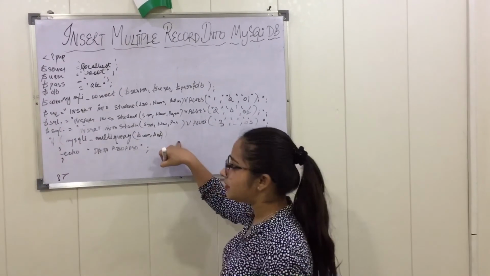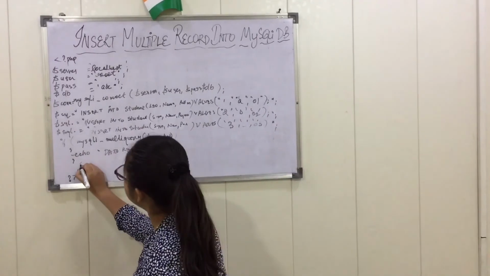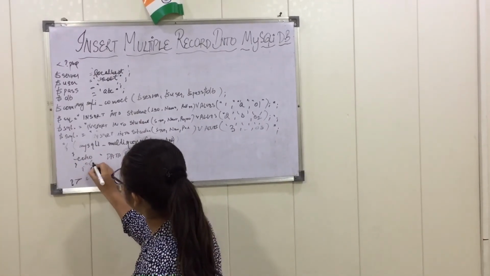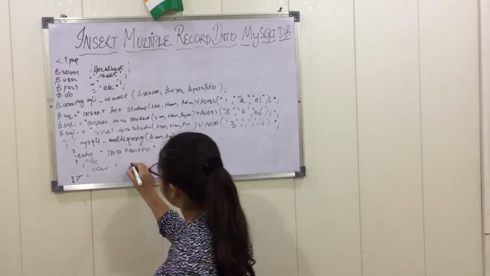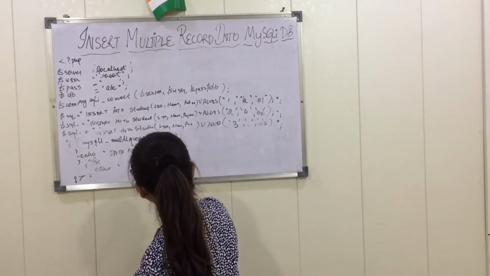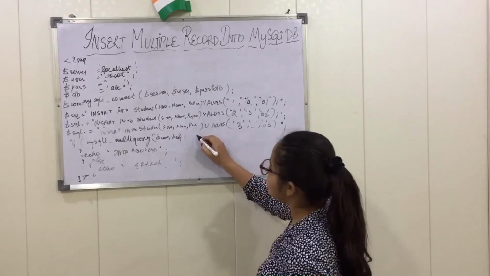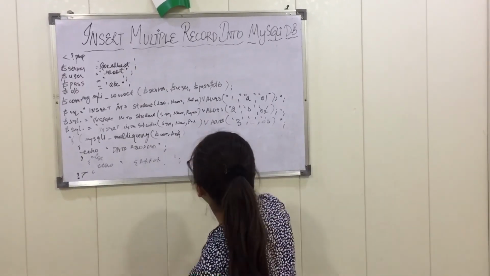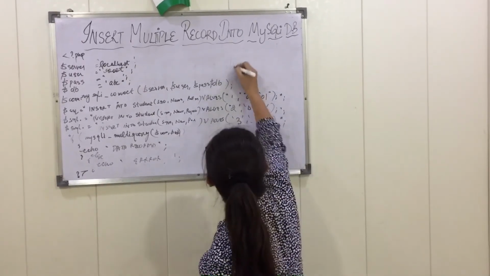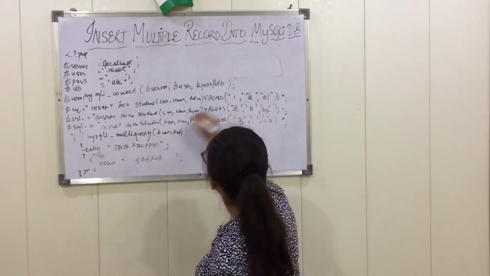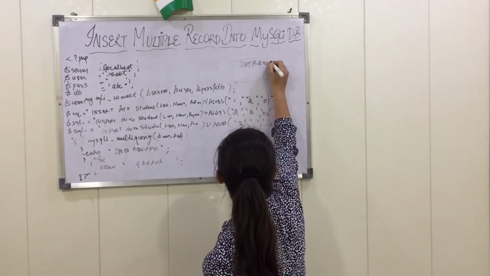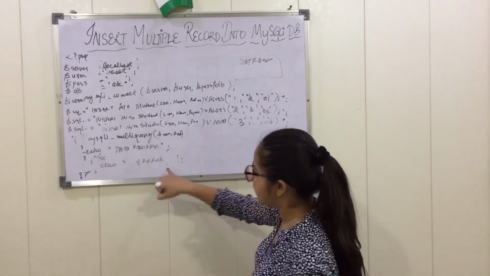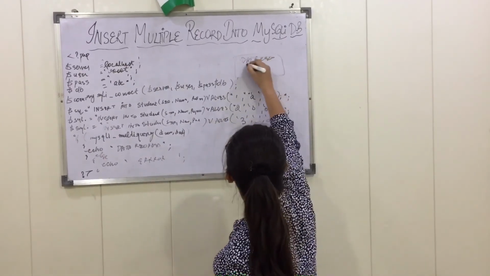After that, if this statement is false, then curly braces start and end. First of all we'll write else and then echo. In echo we'll print the error. So if this statement is true, it will be printed on the display screen, that is data recorded. If this statement is false, then it will print the error.